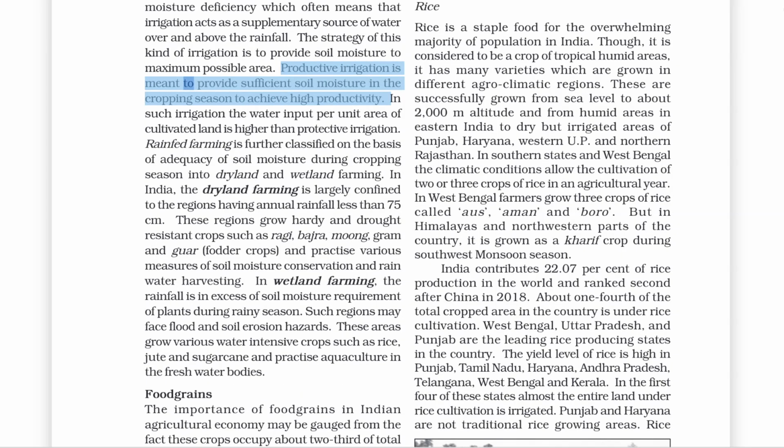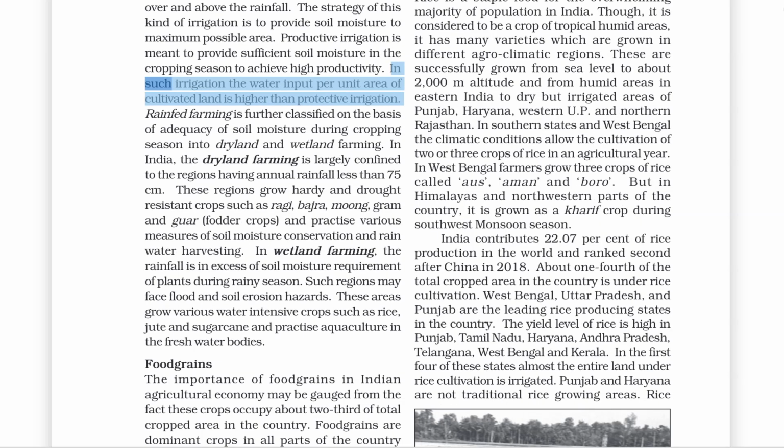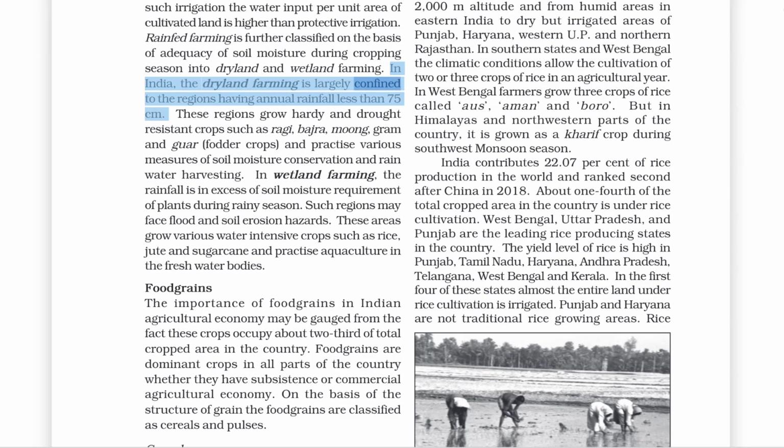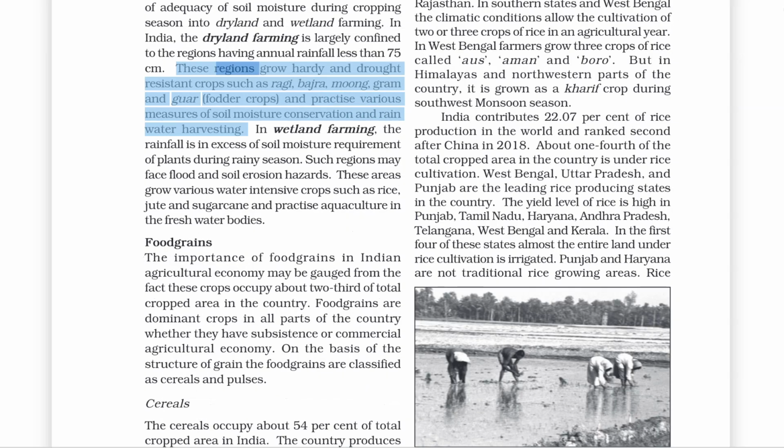Productive irrigation is meant to provide sufficient soil moisture in the cropping season to achieve high productivity. In such irrigation, the water input per unit area of cultivated land is higher than protective irrigation. Rain-fed farming is further classified on the basis of adequacy of soil moisture during cropping season into dryland and wetland farming. In India, dryland farming is largely confined to the regions having annual rainfall less than 75 centimeters. These regions grow hardy and drought-resistant crops such as ragi, bajra, mung, gram and gur, fodder crops, and practice various measures of soil moisture conservation and rainwater harvesting.